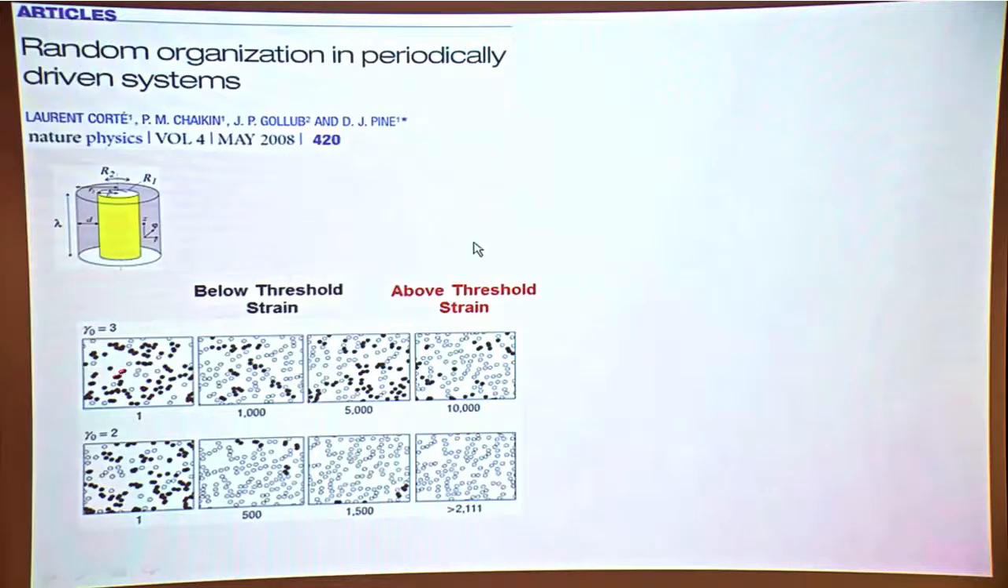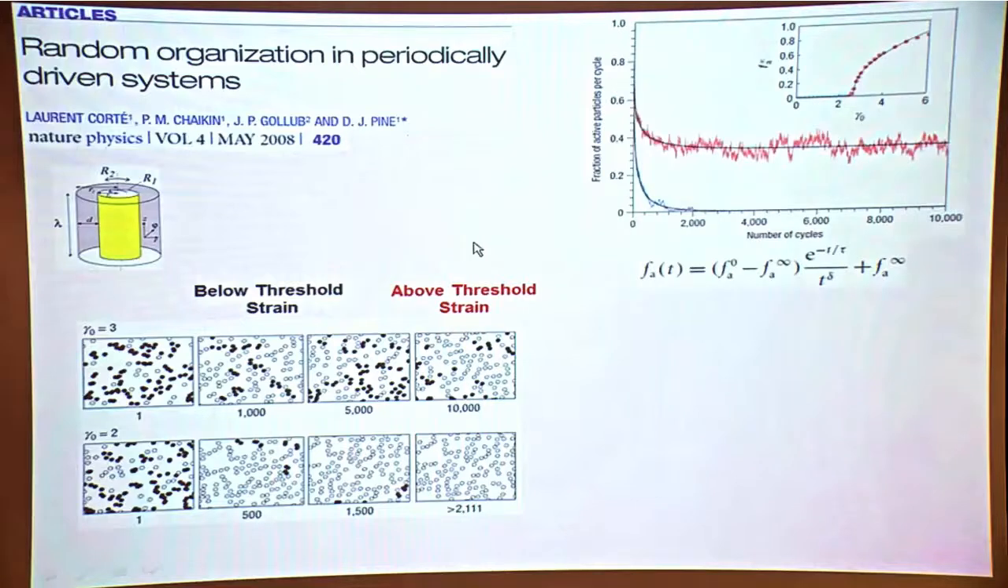And above threshold, of course, you have large events, but they never go to zero and achieve a non-steady state, and the number fluctuates around some value, which is what you call the fluctuating state or diffusing state. And the transition gamma C separates these two, which they call random organization in a periodic network.